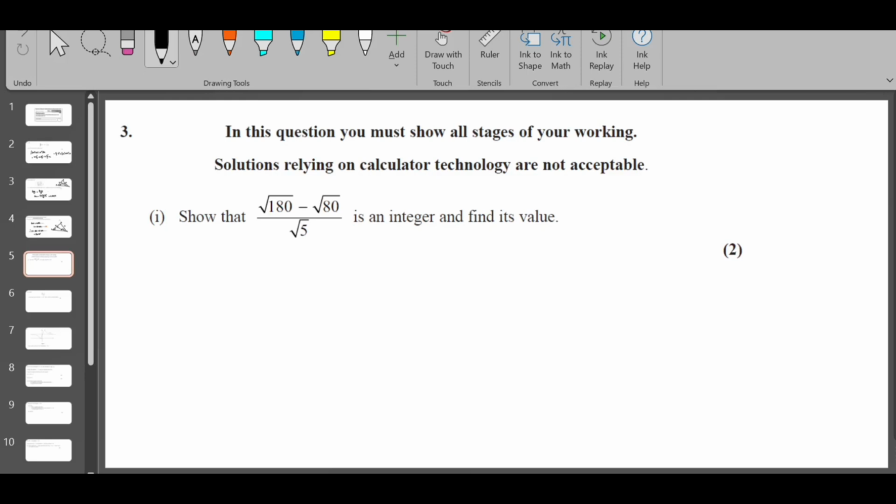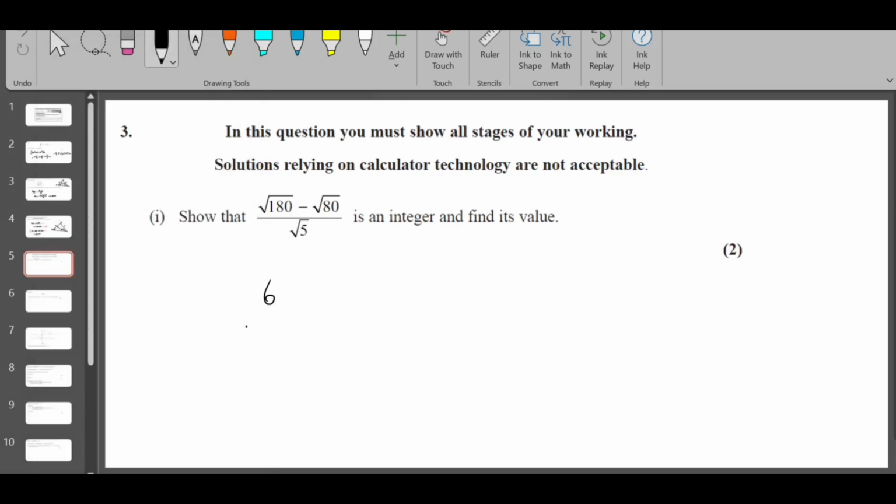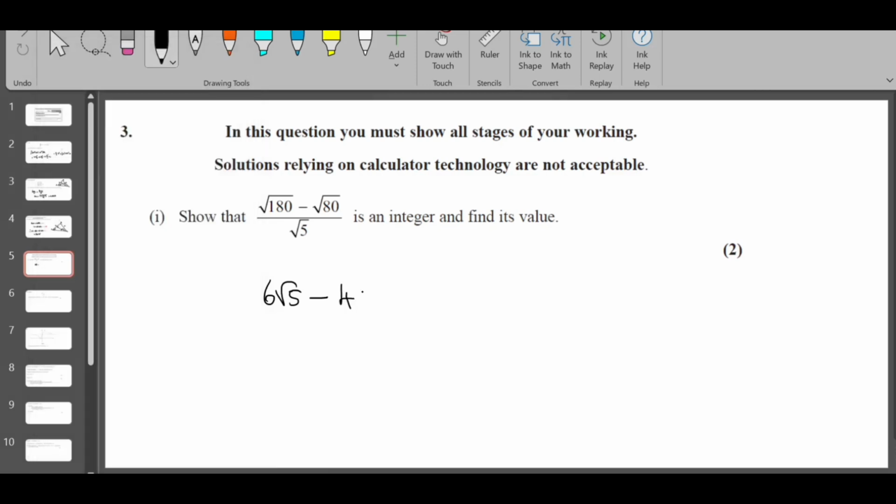Okay. Let's write square root of 180 as a simplified surd. You can write it as 6 root 5 minus square root of 80 is 4 root 5 divided by root 5.